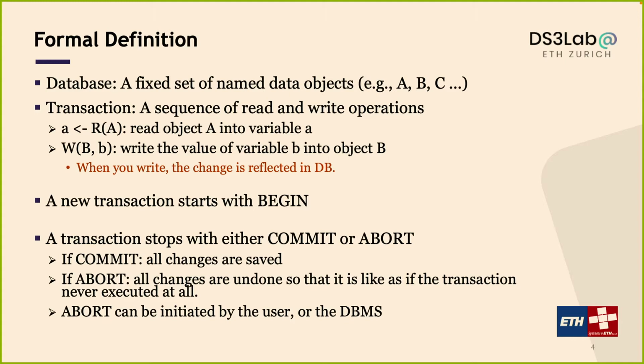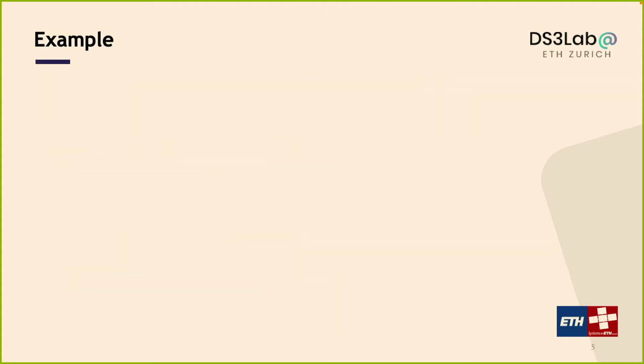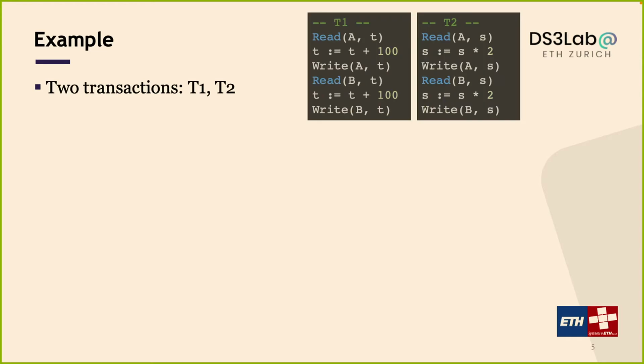The way for the system to do it is to actually pick some transaction to abort. So the abort could be issued either by the user or by the system. Let's just look at one very simple example, the example we looked at last time.